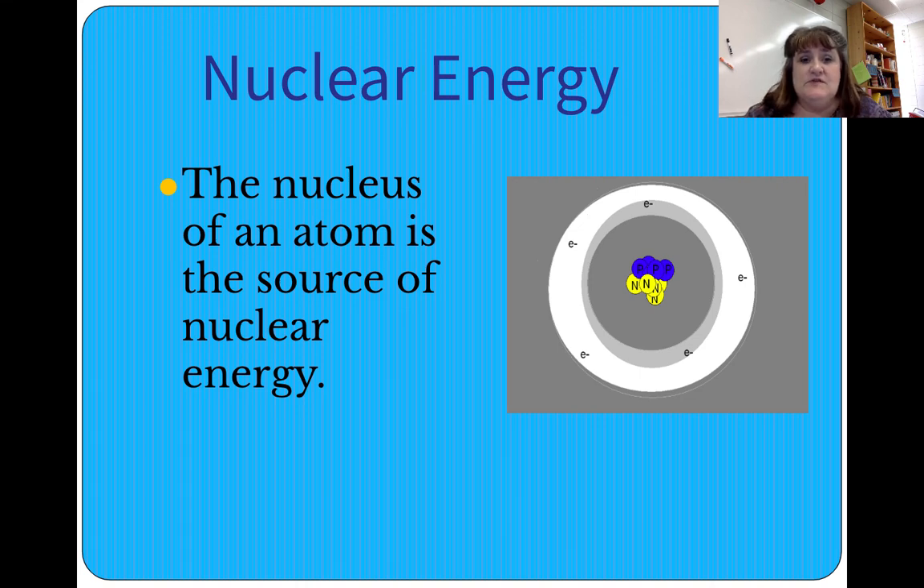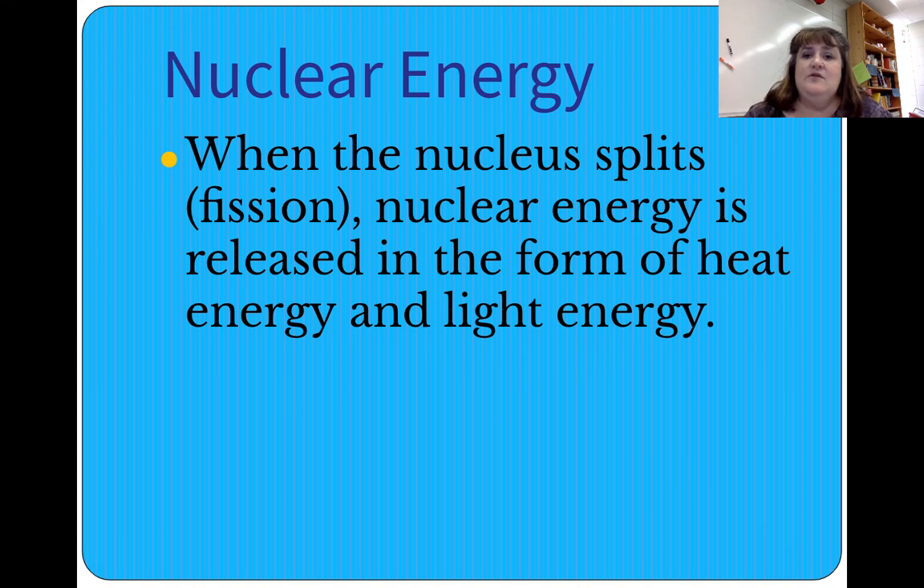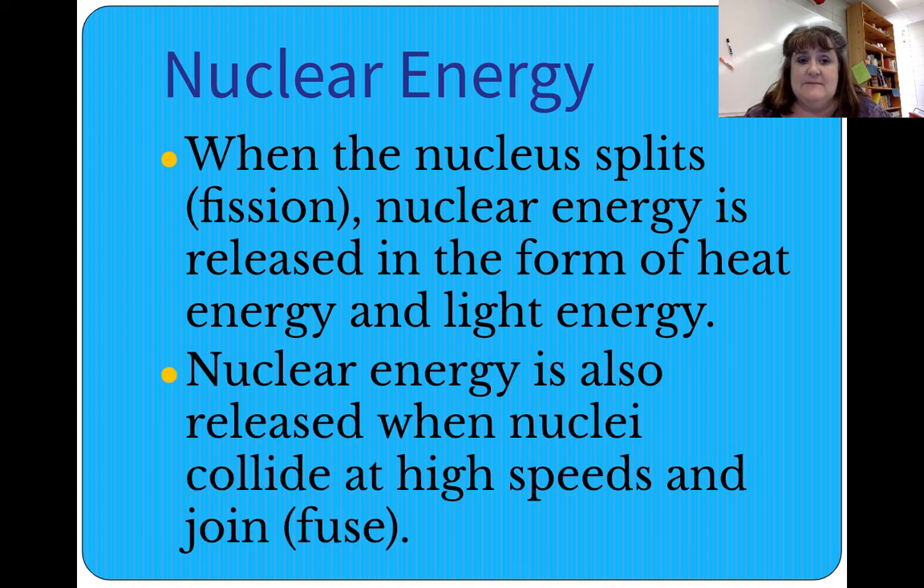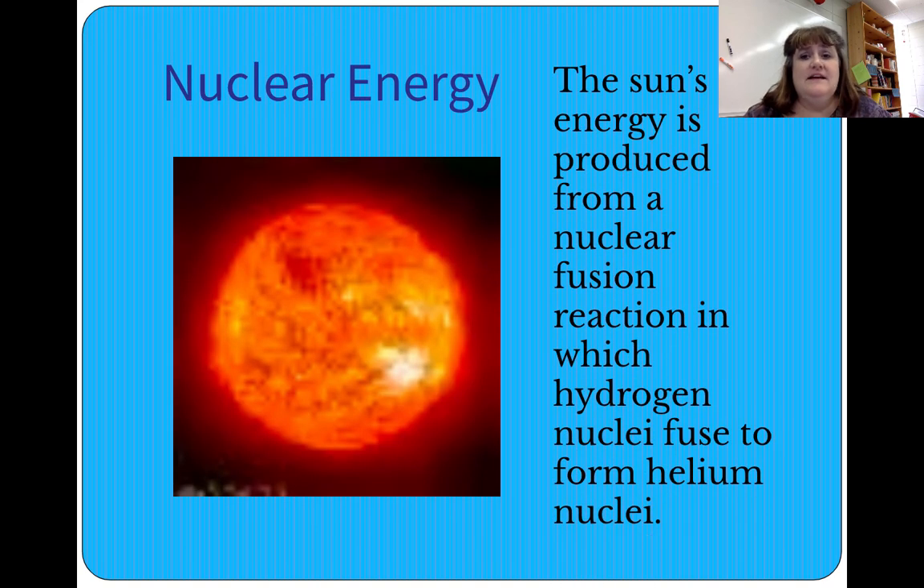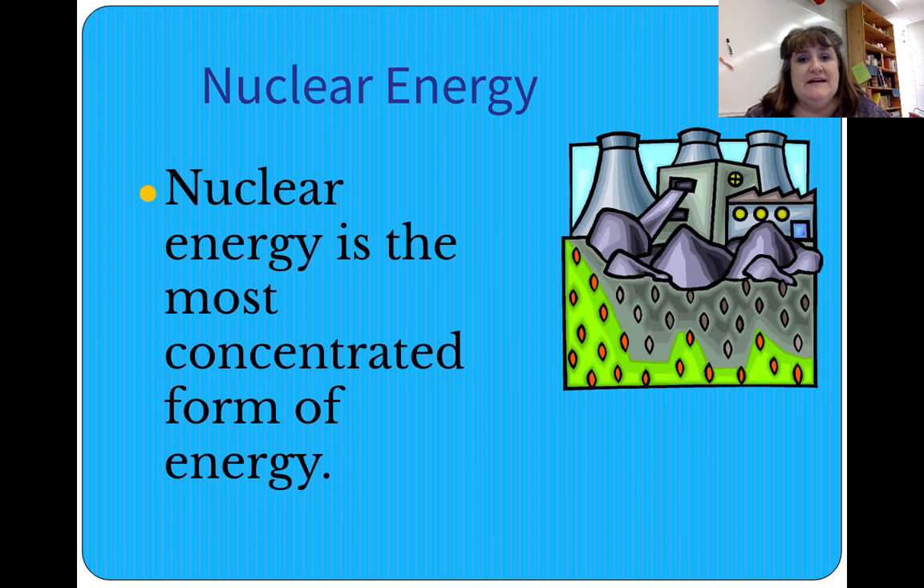It is the source of nuclear energy. When the nucleus of an atom splits, that's called fission, and nuclear energy is released in the form of heat and light. Nuclear energy is also released when the nuclei collide and join together, and that's called fusion. So nuclear energy is fission and fusion. The sun's energy is produced from a nuclear fusion reaction in which hydrogen nuclei fuse together to form helium. Nuclear energy is by far the most concentrated form of energy that we know of.